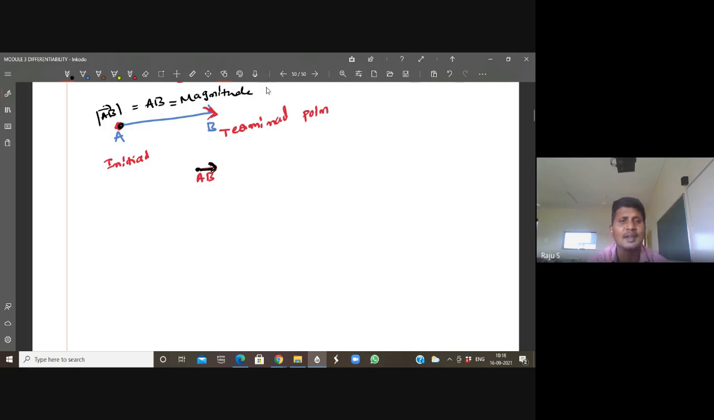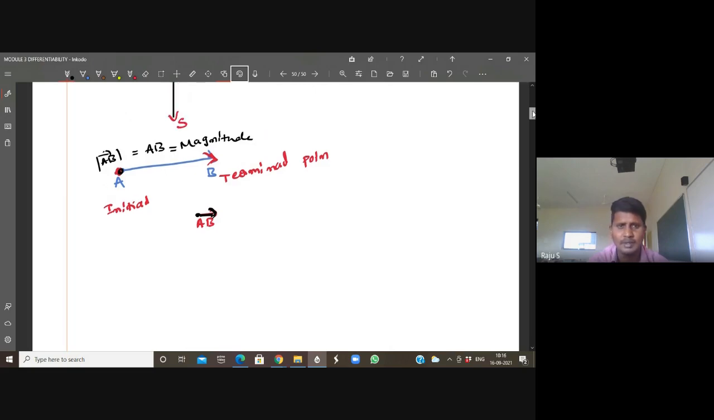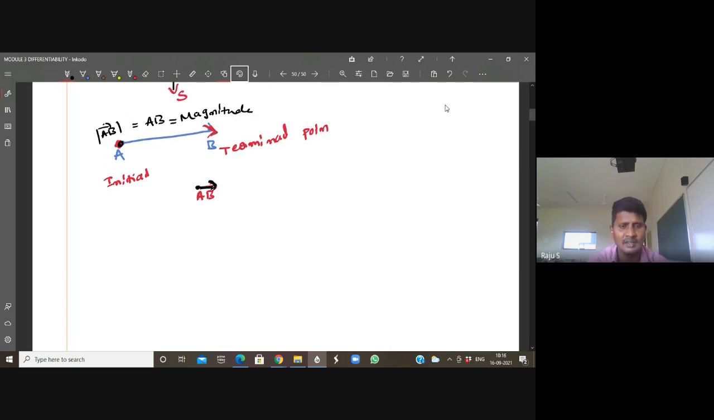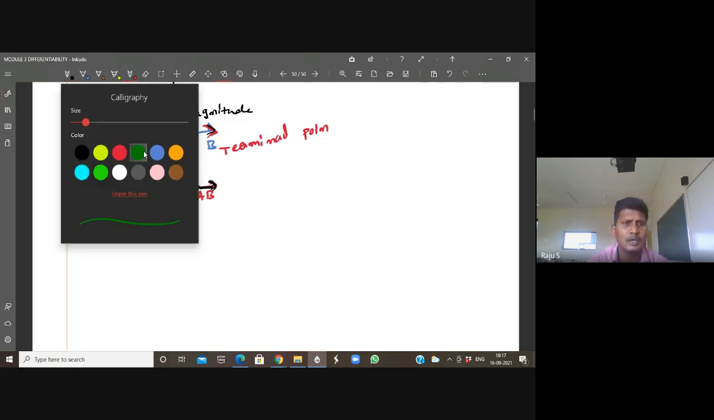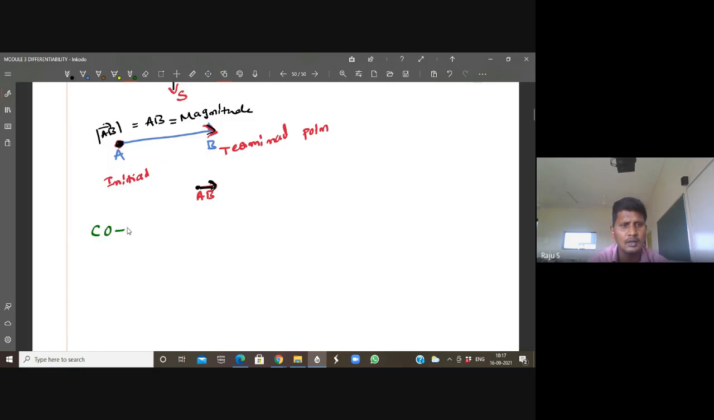So the modulus of vector AB is equal to AB, which is called the magnitude. Magnitude is always a real number, but every vector has a direction as well as magnitude. So here A is called the initial point and B is called the terminal point. Now I am going to discuss co-initial vectors. What is meant by a co-initial vector?